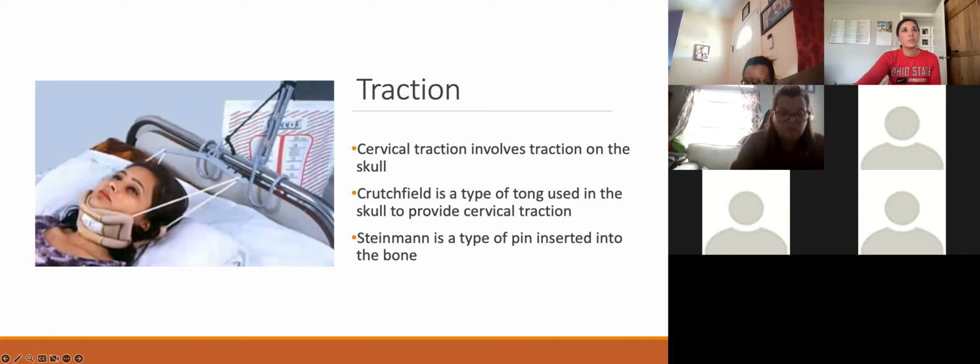Cervical traction is going to be pulling on the skull to lengthen the spine. We can either use a sling device like you see there, or Crutchfield is a type of tong that's used. And then Steinman is a type of pin that is going to be inserted into the bone to provide that traction.